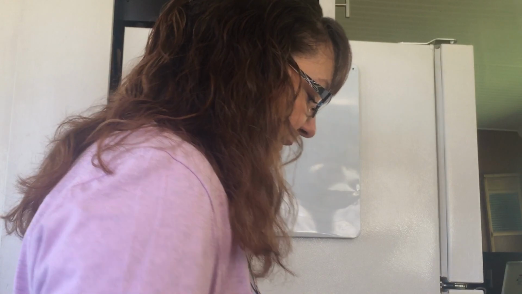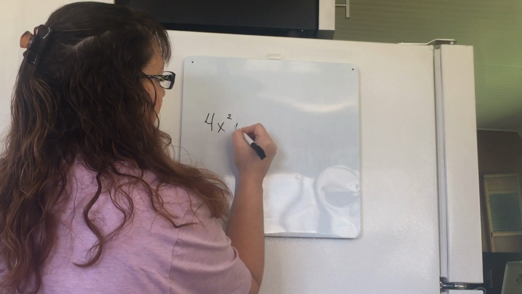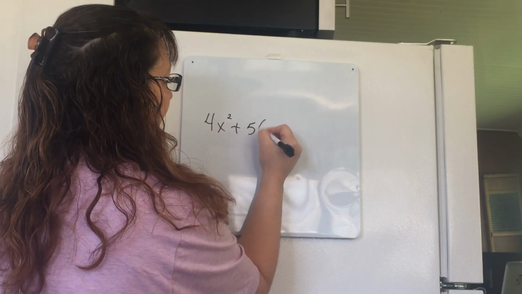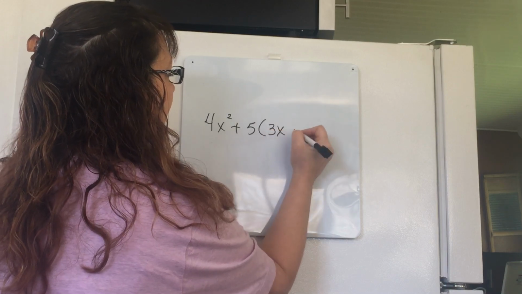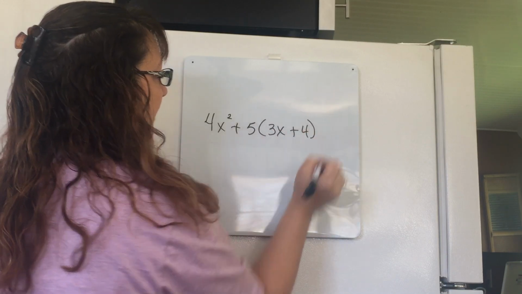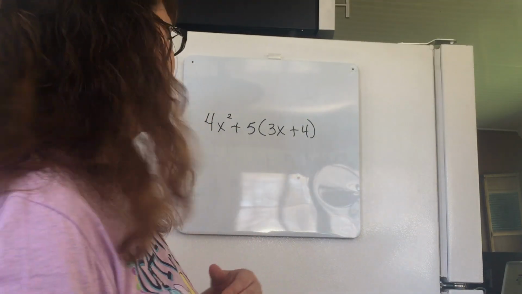Okay, well, let's step it up a little bit, and let's do one just a little bit more difficult. Let's say I had something like 4x squared plus 5 times the sum of 3x plus 4. It looks terrible, doesn't it? But it's not too bad.